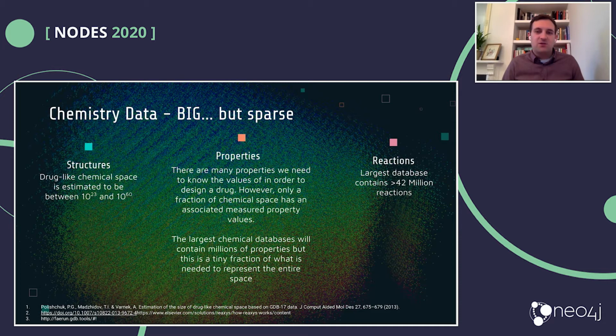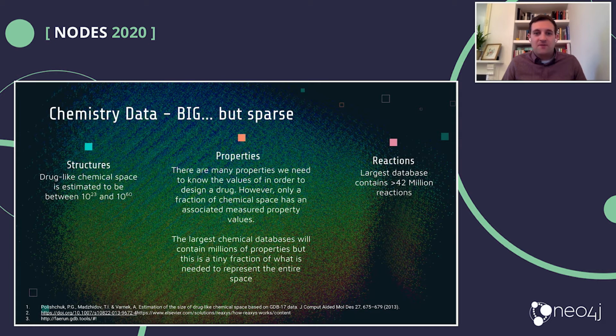And graphs are very good at representing this data. Graphs are great at representing sparse data. In a table, you would have null values or NaNs, and you would have to store that in the table to show that the data wasn't there. So this property doesn't exist for this molecule. But in a graph, you just don't have the edge. You just don't have an edge that connects that property to that molecule. You don't need to represent it, so you can store this data in a much more efficient way.